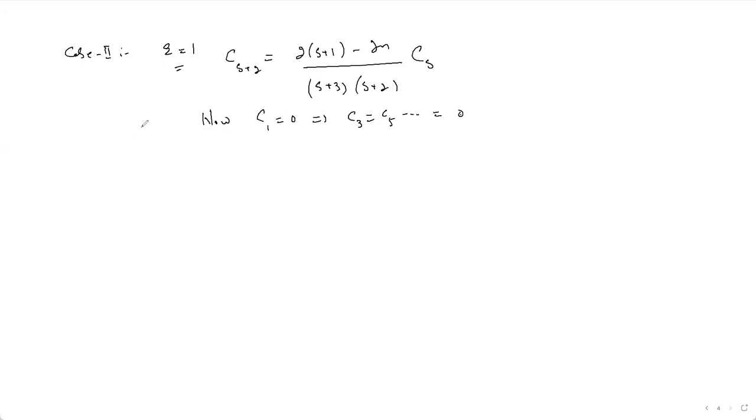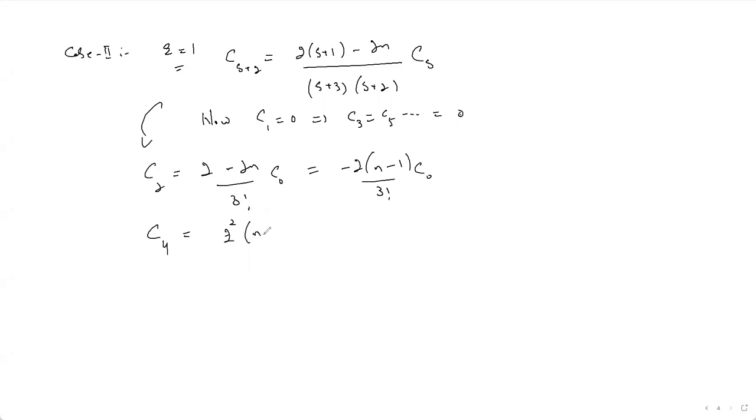So let us try to find these coefficients. Let s be equal to 0. C2 will simply be equal to, from this equation with s equal to 0, 2 minus 2n divided by, again, this is 3 into 2, that is 3 factorial, times C0. Or you can write it, taking minus 2 outside, as n minus 1 divided by 3 factorial, then C0. Now C4 will simply be equal to, as we have already found, 2 raised to power 2 into n minus 1 into n minus 3 divided by 5 factorial, C0.